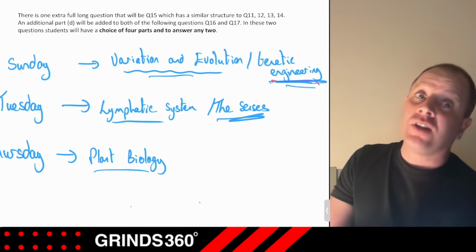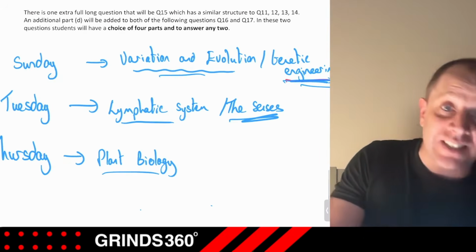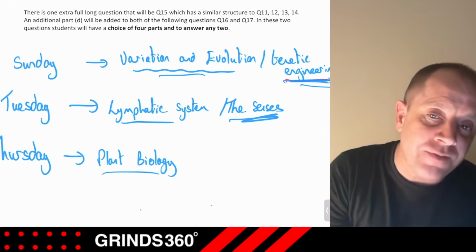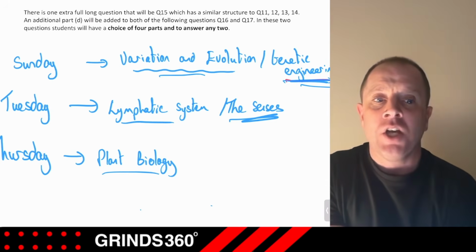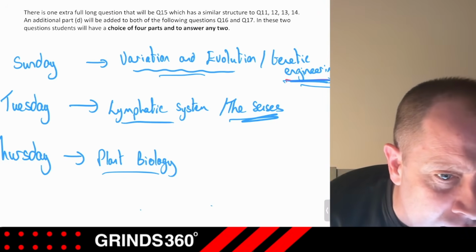That's the end of the genetic section because I've done all the other genetic chapters over the last few Sundays. Tuesday, I've never done the lymphatic system. It's a really short one, and I'm going to go back and do the senses again because I did them about 3 months ago. And then I'm going to spend Thursday finishing off plant biology, and that's plant biology then done.